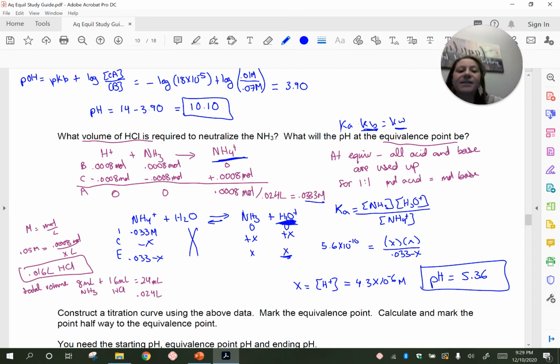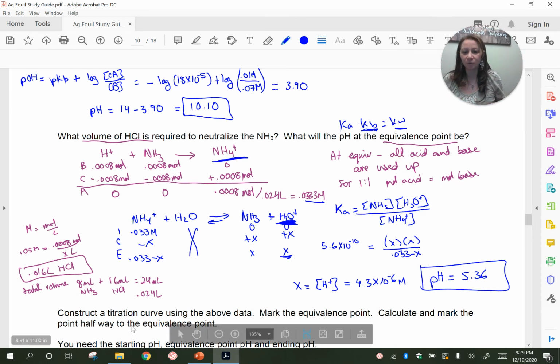Does that make sense? Yes, it does, because this is a strong acid with a weak base. And so at the end of your reaction, you have an ion that undergoes hydrolysis to give off H+, and so your pH at the equivalence point is going to be below 7.